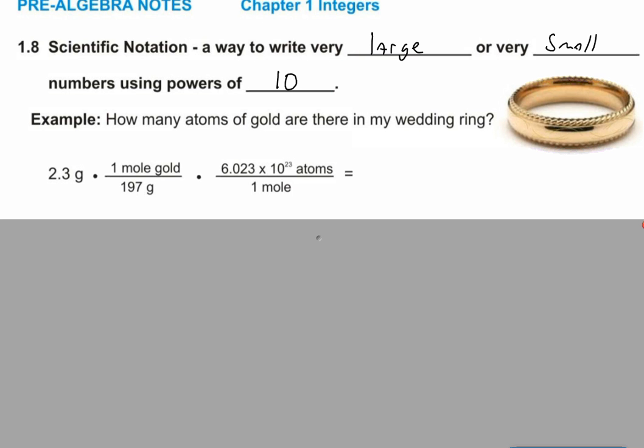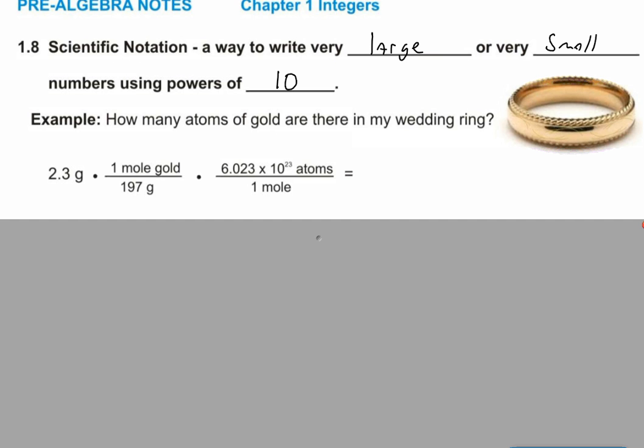All right, so powers of 10, scientific notation. What is it for? It's for writing very large or very small numbers using powers of 10. So my wedding band, I actually took it down to the science lab. I put it on a scale, and I found out that it was 2.3 grams. Assuming it's pure, solid gold, and most gold isn't completely 100% solid gold, let's assume that. I wanted to figure out how many gold atoms make up my gold ring.